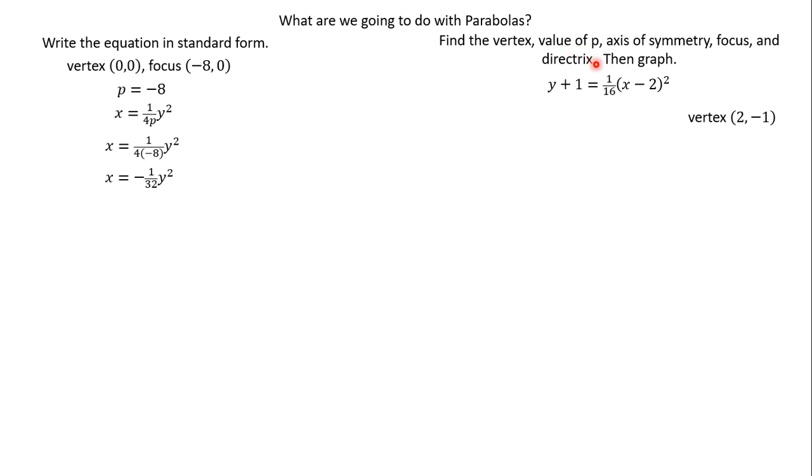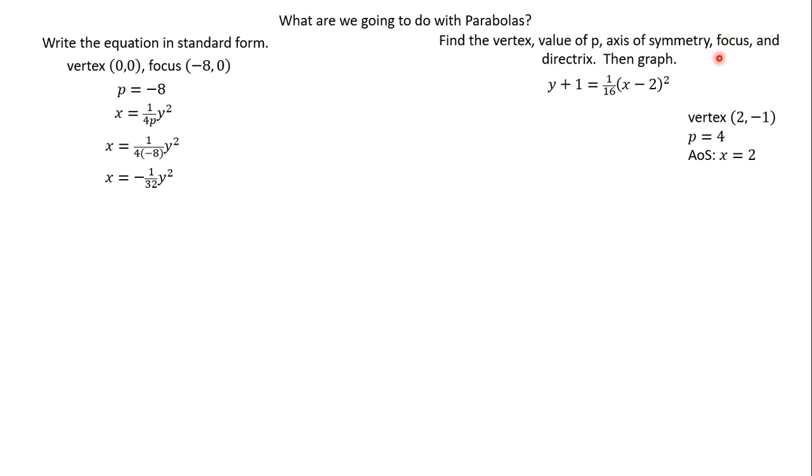The value of p, well, 1/16 equals 1 over 4p, which means 16 equals 4p, which means p equals 4. And you might need to show that work depending on what the value is, but most of the time you're going to be able to figure out what p is pretty easily. Axis of symmetry. Well, this is y equals, so the axis of symmetry is backwards. It's going to be x equals the x part of the vertex. X equals 2.